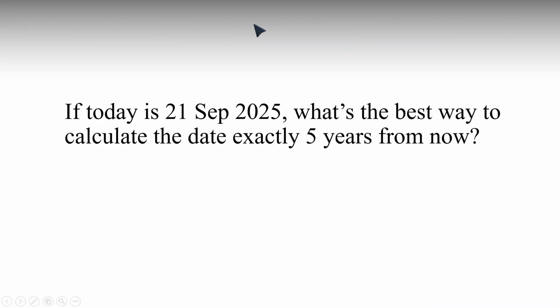The question for the audience is that now, if let's say today is 21st September 2025, what is the best way to calculate the date exactly after 5 years from now on? Let's think about it for a moment. Some of you might say we need to add 5 years to the year, and I would say that's correct. But a better way of doing that would be adding 365 into 5 years. Don't you think? Let's try that out.